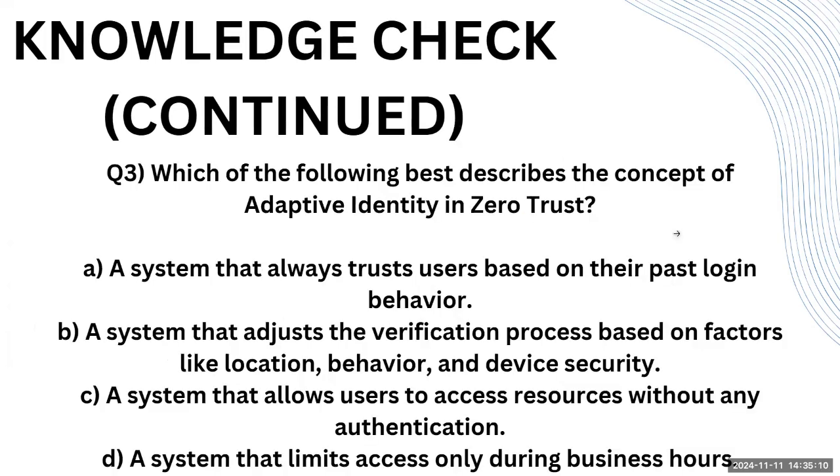Three more questions left. Question 3, which of the following best describes the concept of adaptive identity in zero trust? Let's see if Ali can maybe answer this one. Yalla Ali.